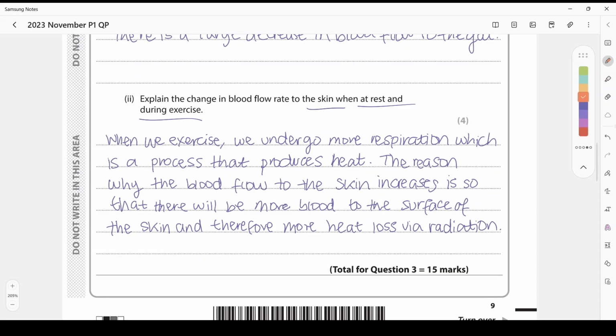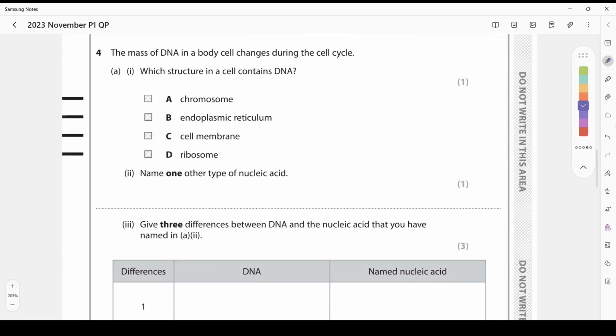All right, let's go over the marks. So heat is generated during exercise. We exercise because of more respiration. That's actually 2 marks. And then therefore there's more blood to the skin. That's a 3rd mark. And heat loss via radiation. All right, let's go and do question 4.